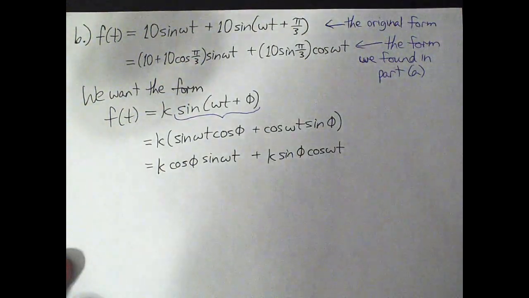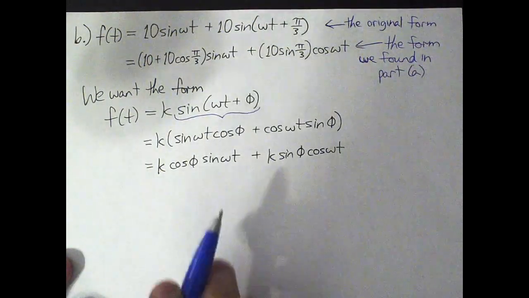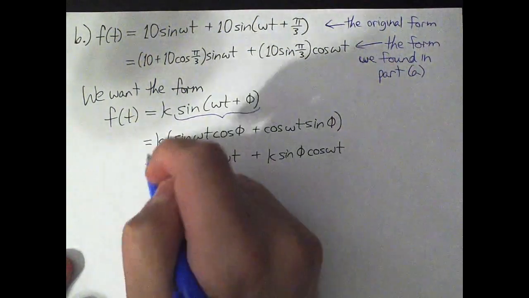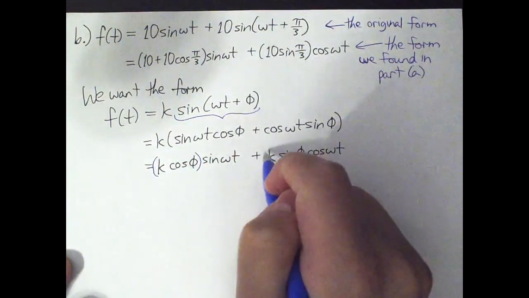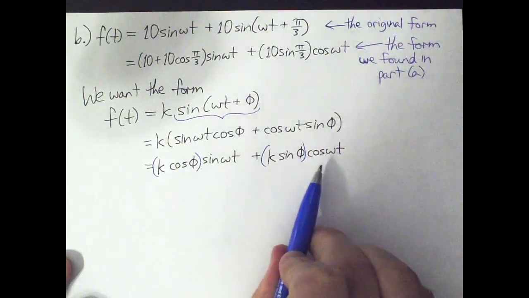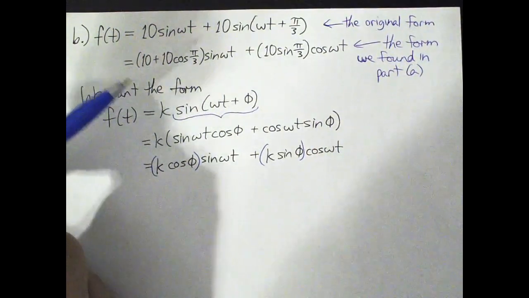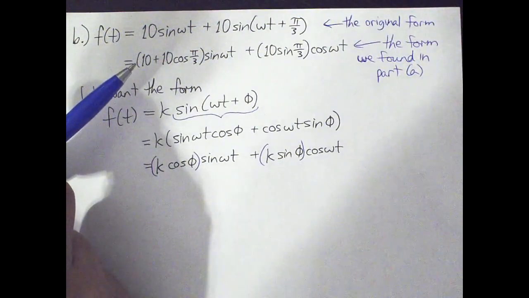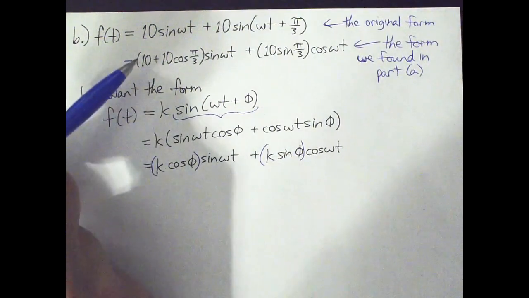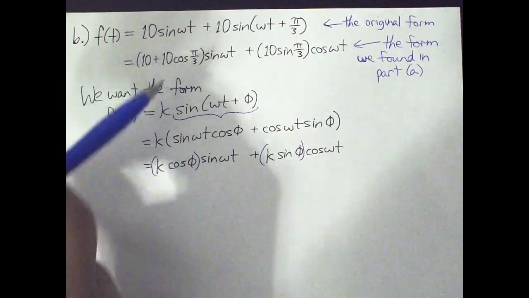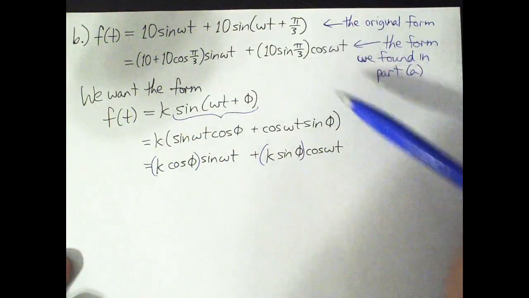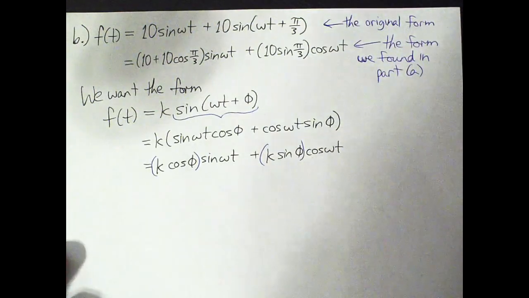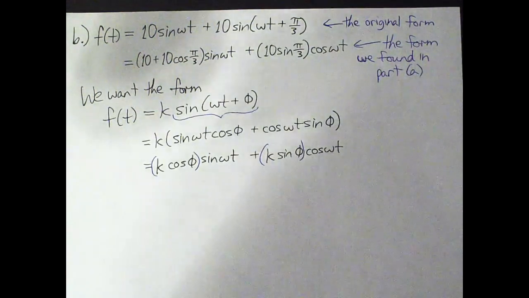There's a reason why I did that. I'm going to add some parentheses here. They're optional, but I want to show you that we wrote this as something times sine omega t, and over here is something times cosine omega t. It looks a little bit like the form we had up above. Instead of 10 plus 10 cosine pi over 3, we've got k cosine phi. Instead of 10 sine pi over 3, we have k sine phi. All right, let's keep going.